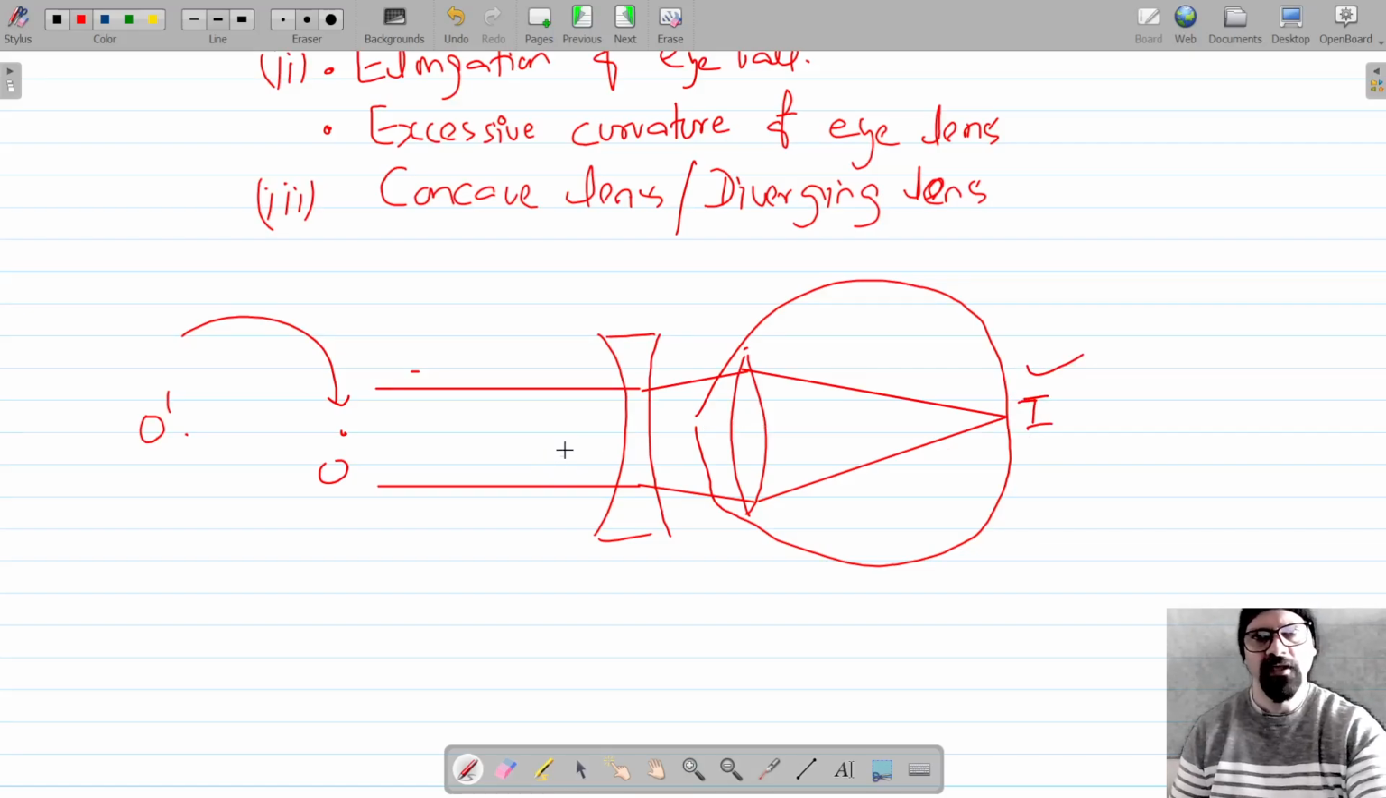So this is how the diverging lens, or the concave lens, corrects myopia, and we are able to see the distant objects distinctly.